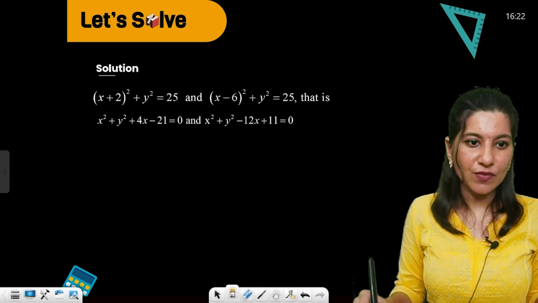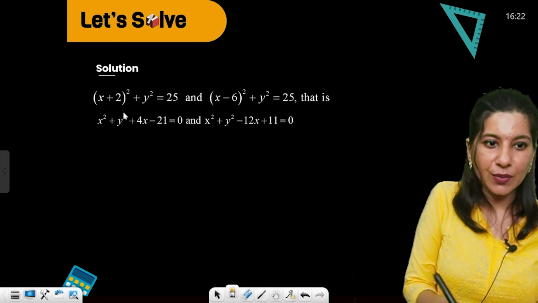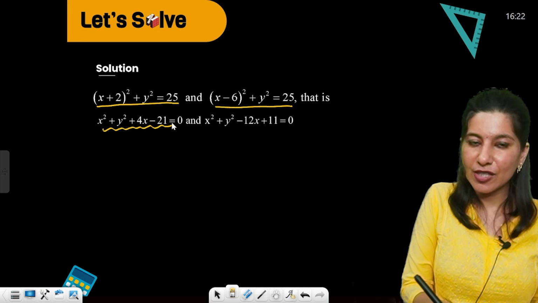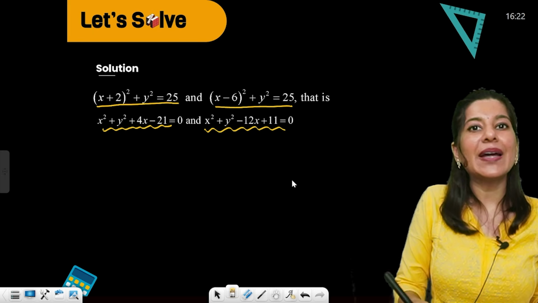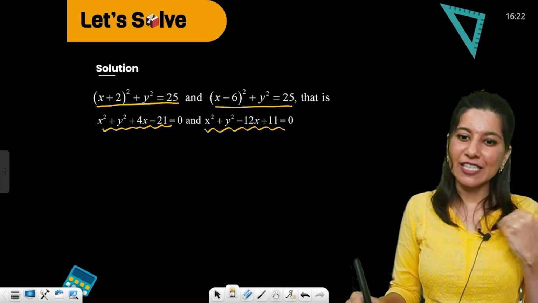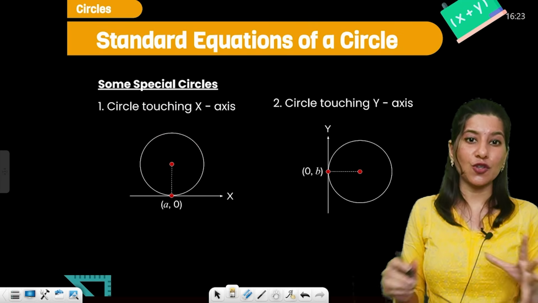Now let us move on. So as I told you, these two are equations of the circle. If you expand the very first one, you will get this. If you expand this other one, you will get this. Okay, done, dusted. Shall we move on to the next topic?